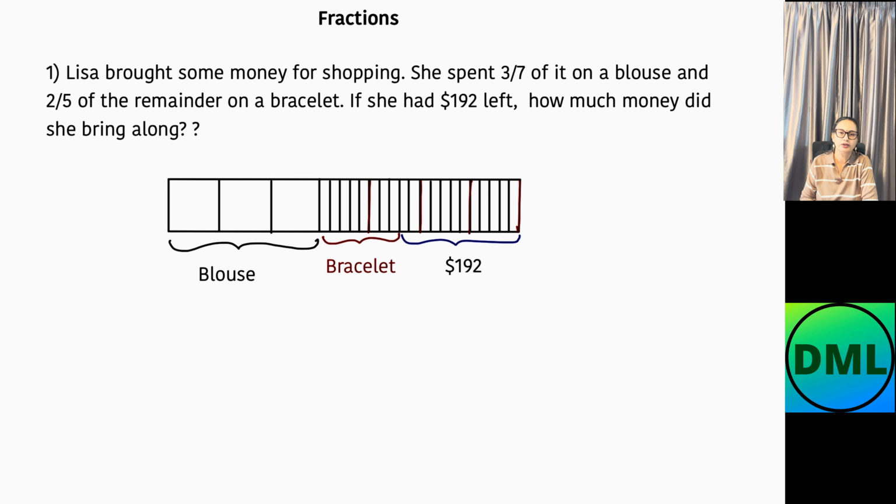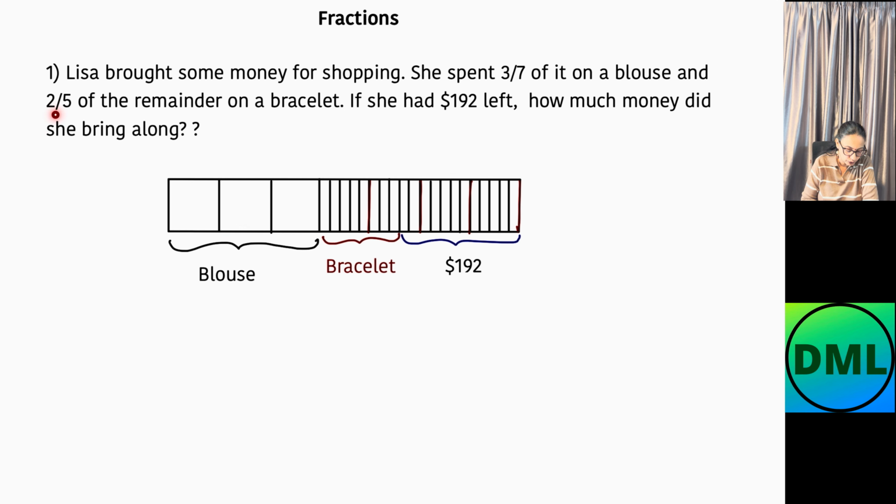Let's first solve this question with the Singapore method. Lisa had some money and she spent 3/7 of it. That means there are a total of 7 parts. So as you can see, 1, 2, 3, 4, 5, 6, 7 parts are there. She spent 3 parts on a blouse. So as you can see, these 3 parts are spent on a blouse.